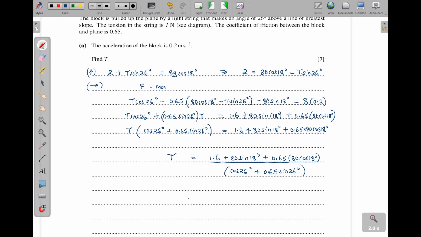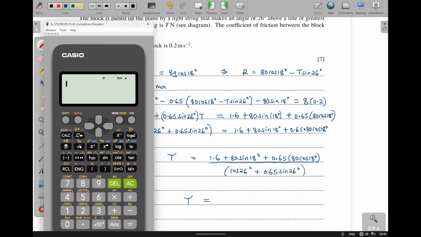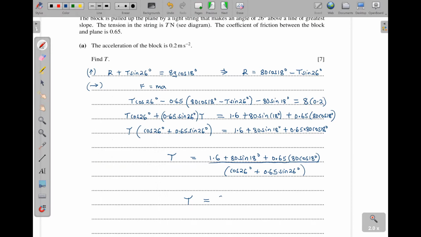So what do we get to three significant figures from the calculator? We have 1.6 plus 80 sine of 18, plus 0.65 times 80 cosine of 18. Then we go down here and put cosine of 26 plus 0.65 sine of 26. So what do we get? We get our answer as 64.0 newtons to three significant figures.